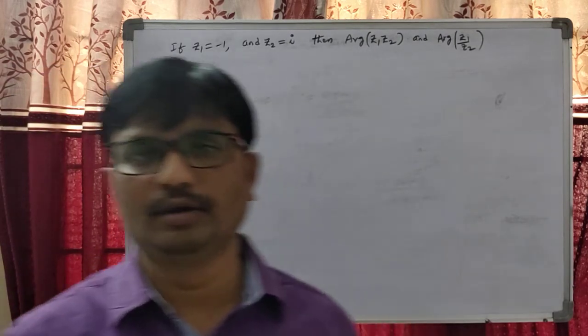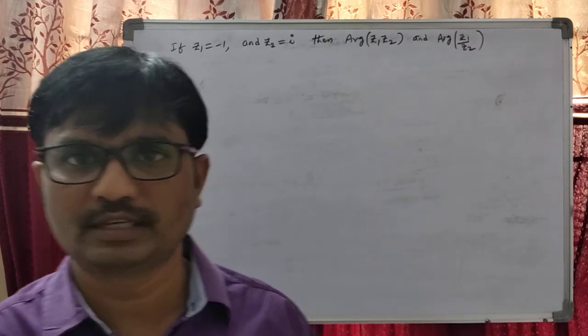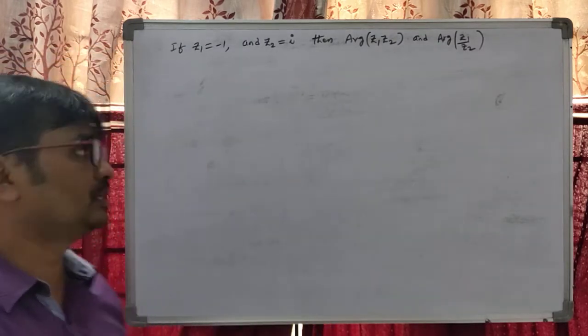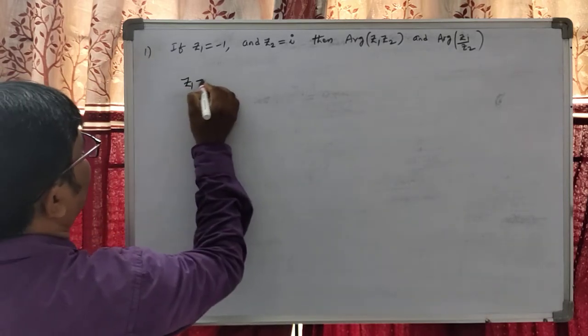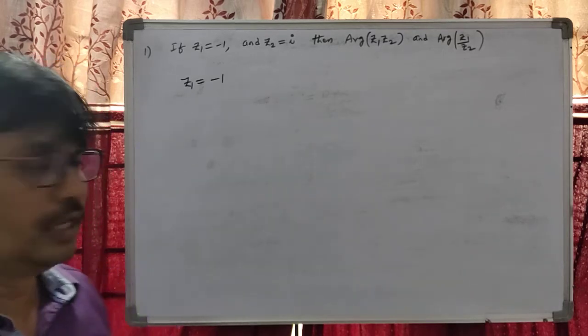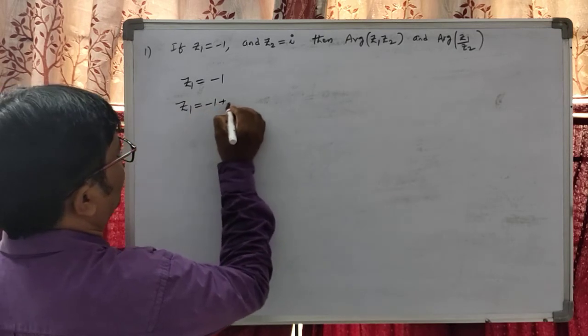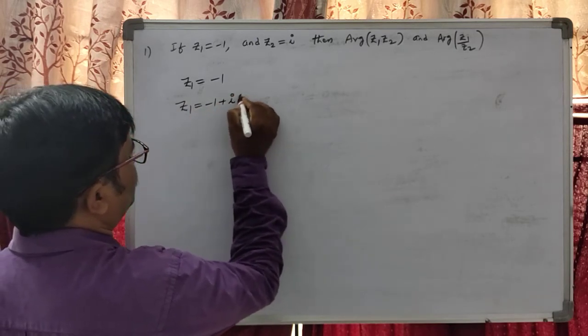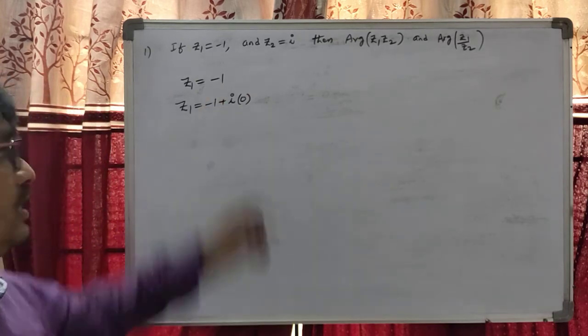Today we are going to discuss some models in complex numbers. The first one: Z1 is given as -1. This is purely real. So students, Z1 can be written as -1 plus i into 0. Dear students, its modulus is 1.